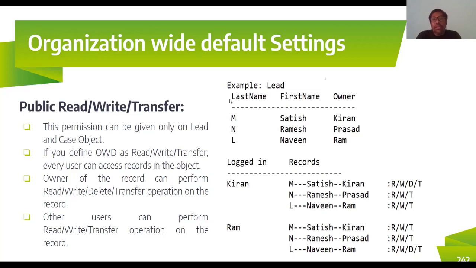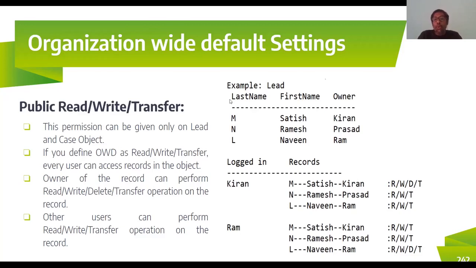On the right hand side, you can see last name, first name, and then owner. The first record is owned by Kiran, the second record is owned by Prasad, and the third one is owned by Ram. Kiran has full access, so he can read, write, delete, and transfer. Whereas Ramesh and Naveen can do read, write, and transfer only, not more than that. Similarly, Ram also.